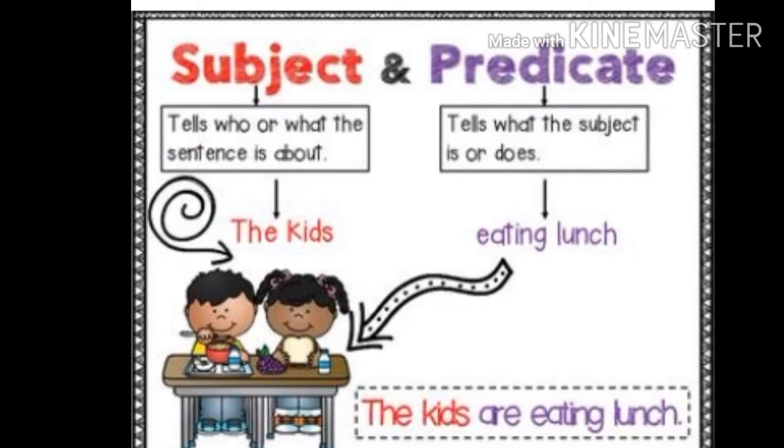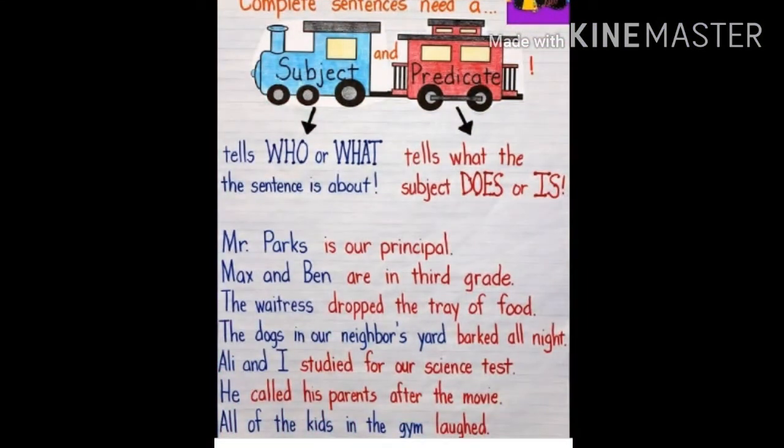Now students, let's see a few more examples. Mr. Parks is our principal. So students, can you see here? Mr. Parks is the subject and is our principal is the predicate. Next, Max and Ben are in third grade. Now can you see here students about whom we are talking? Max and Ben. So Max and Ben are what? They are the subject, and are in third grade is what?